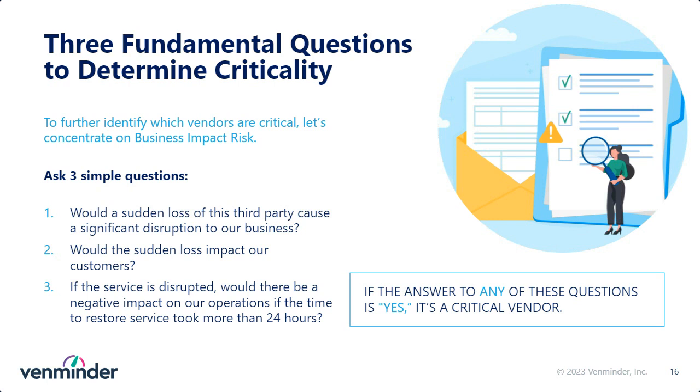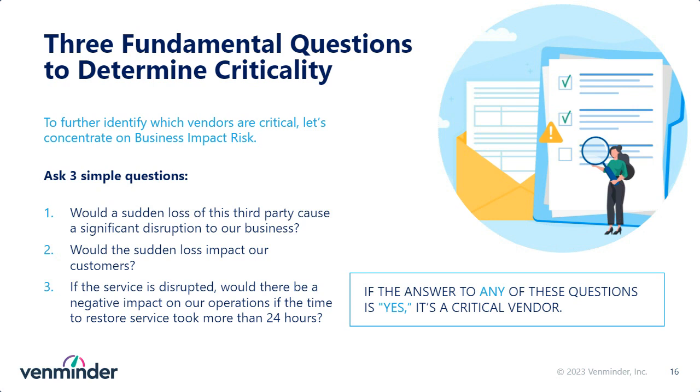Now, when we think about impacting our customers, you have to think about both the short-term and the long-term impacts. If your customer has, say, autopay set up, but that system doesn't work, that could be both a short-term problem when they can't pay the bill and a long-term problem if it gets put on their credit report. And then the third one is if the service is disrupted, would there be a negative impact on your operations if the time to restore that service took more than 24 hours? If the answer is yes to any of those questions, you've got a critical vendor.